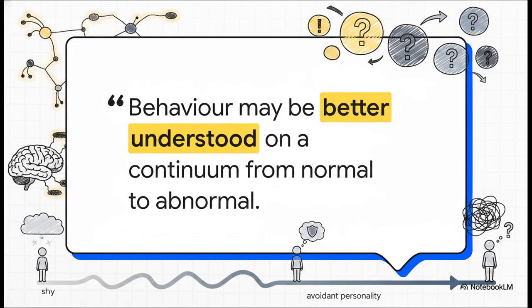Just look at this quote. It really hits the nail on the head. In the past, someone who actively avoided social contact was just considered shy. Today, that exact same behavior, depending on its severity, could be labeled as avoidant personality disorder. Our diagnostic manuals might have actually narrowed the definition of what's normal. So in your practice, it's always better to understand behavior on a fluid continuum from normal to abnormal, rather than forcing people into rigid either-or boxes.